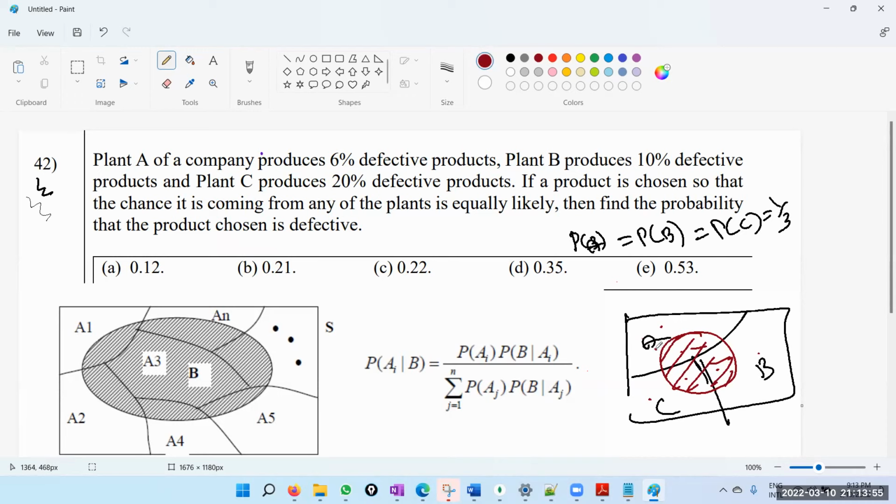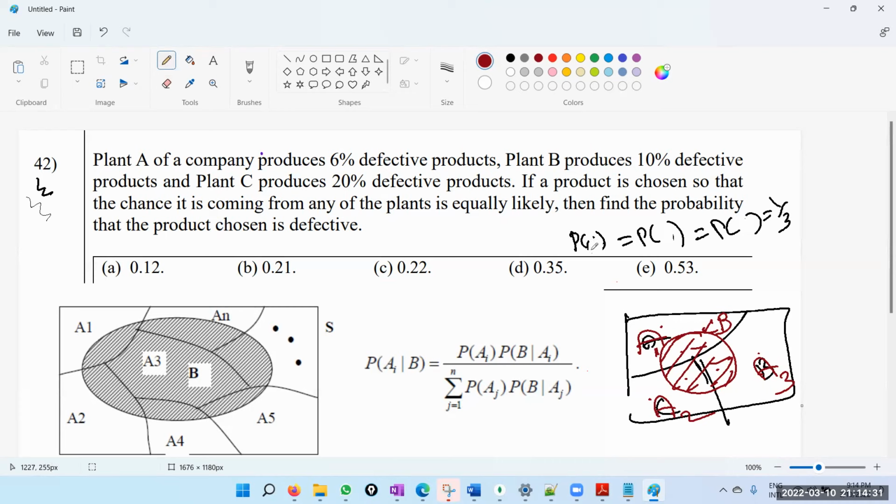So let's take this as A1, A2, A3, right? And let's take this one as B. So that is defective. Okay, defective. So now I change this one. A1. So A1 is A, A2 is B, right? I just want to map it to our formula.